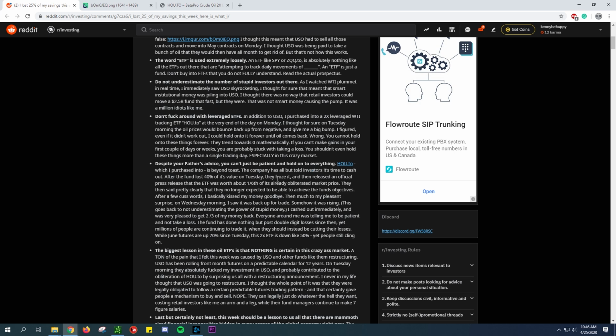After the fund lost 40% of its value on Tuesday, they froze it, aka halted it, and they released an official press release saying the ETF was worth about 1/6 of its market price. So basically, this is what happens. These ETFs are sometimes not well tested for the potential circumstances that can happen, because no one ever thought oil could go to zero. And when it did, it blew everyone's algorithm. They blew their overall limits up. And this is what happens when funds blow up.